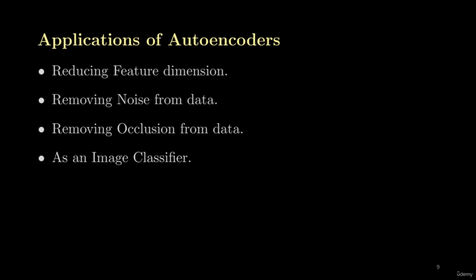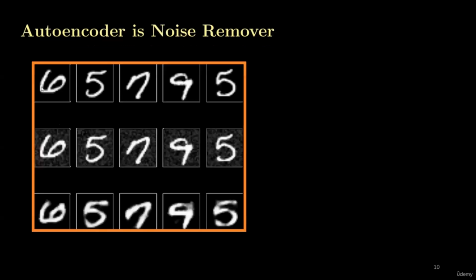The third application is removing occlusion from the data. And the fourth application is that we can use it as an image classifier. Like a convolutional neural network and like an artificial neural network, we can also use autoencoder to perform image classification. The first application, though, is the autoencoder as a noise remover.